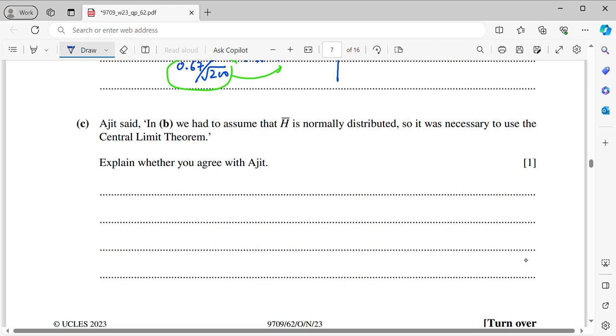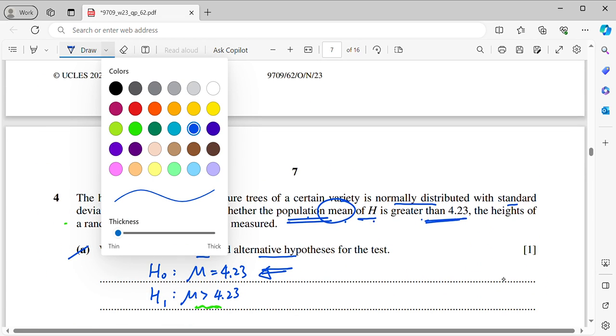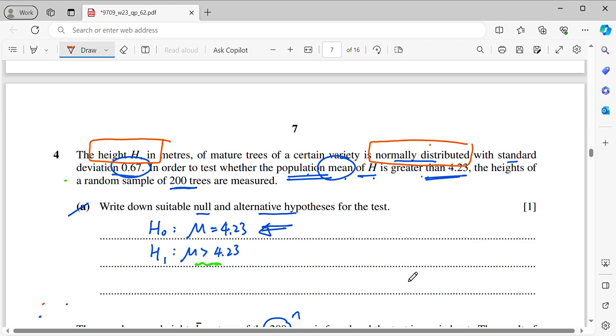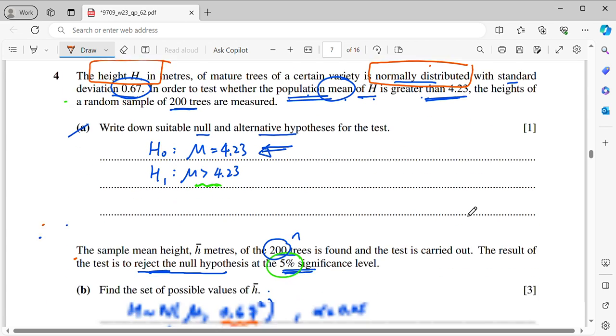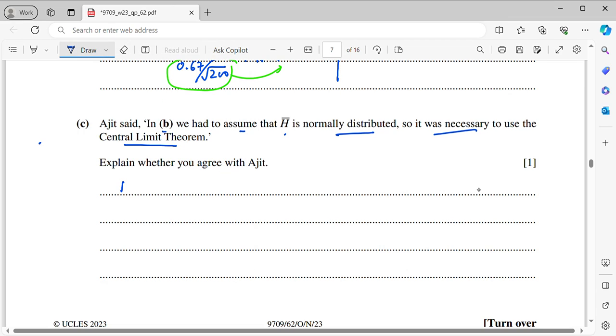Okay, Ajit said in B we had to assume that h bar is normally distributed, so it was necessary to use the central limit theorem. Explain whether you agree with Ajit. Alright, so now let's look at the question. It's already mentioned that the height h is normally distributed. So we do not need to apply the central limit theorem, because it's already given as normally distributed. So the answer for this question is: not agree.